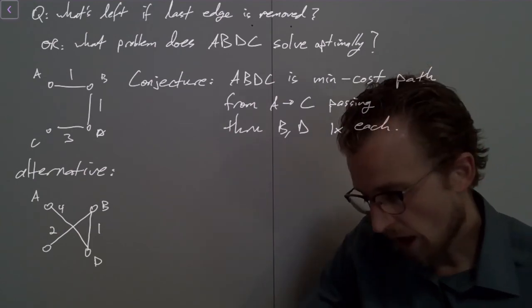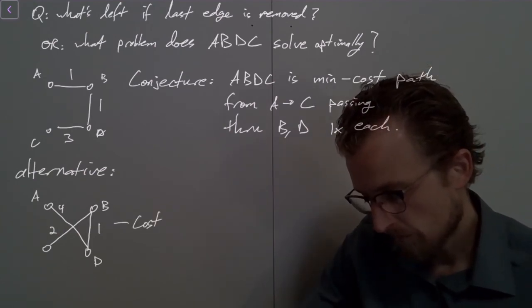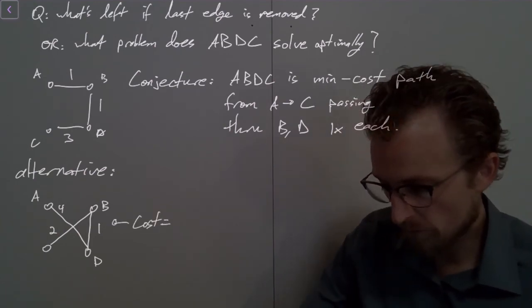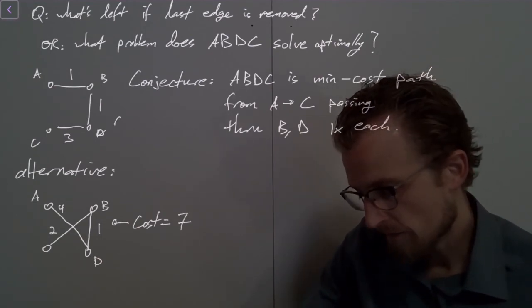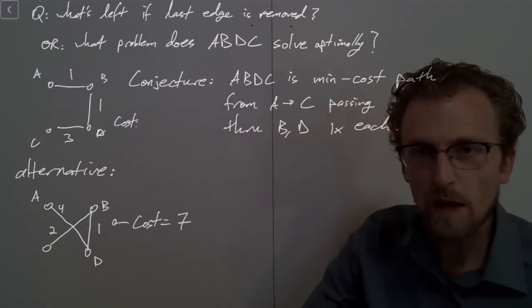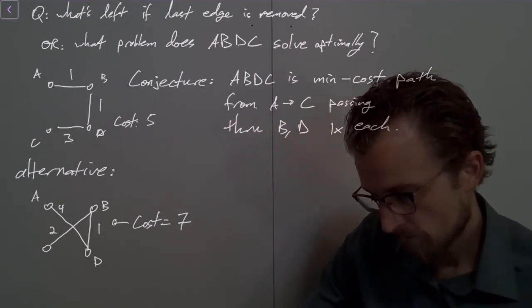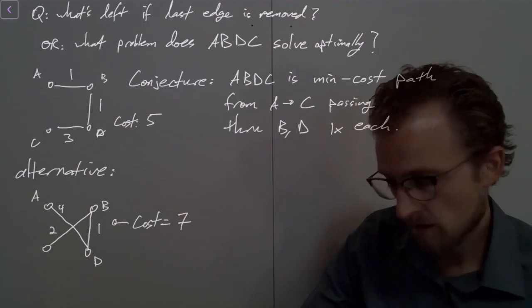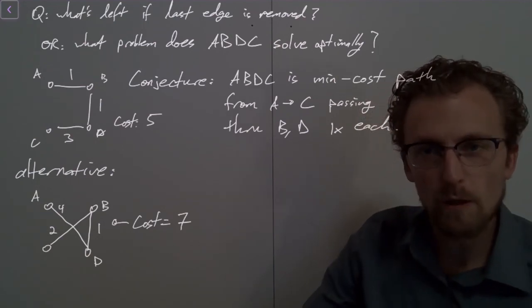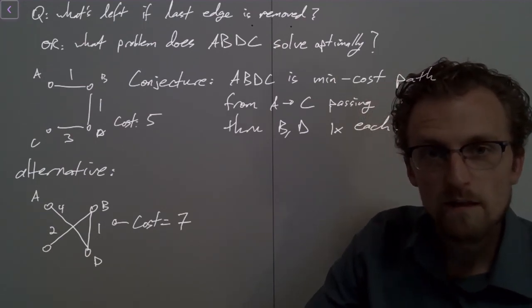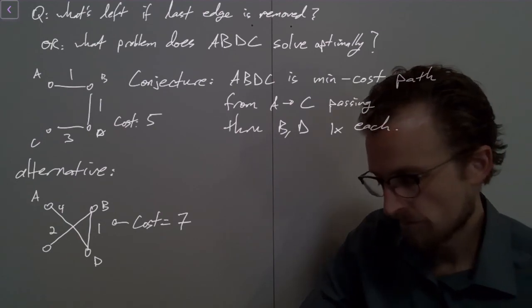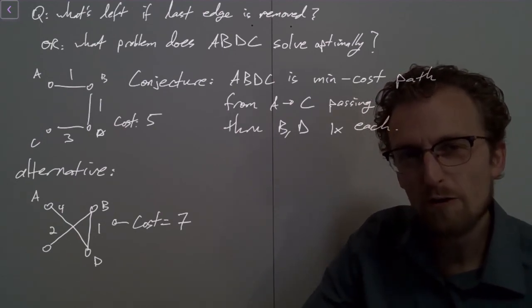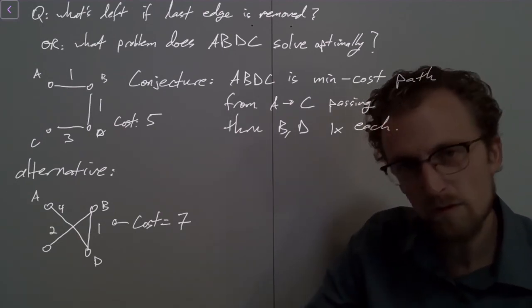So what is the cost of this path? The cost of this path, well, is 4 plus 2 plus 1 is 7. Okay, what was the cost of this path? The cost of this path is only 5. Okay, so indeed, ABDC, the upper path drawn here, is the optimal way to go from A to C, passing through B and D exactly once each. But we could have inferred this already. So how could we have inferred this?